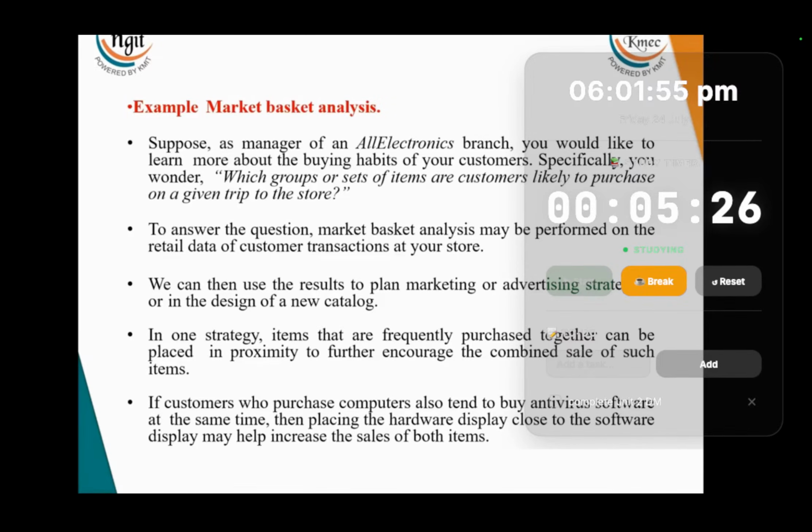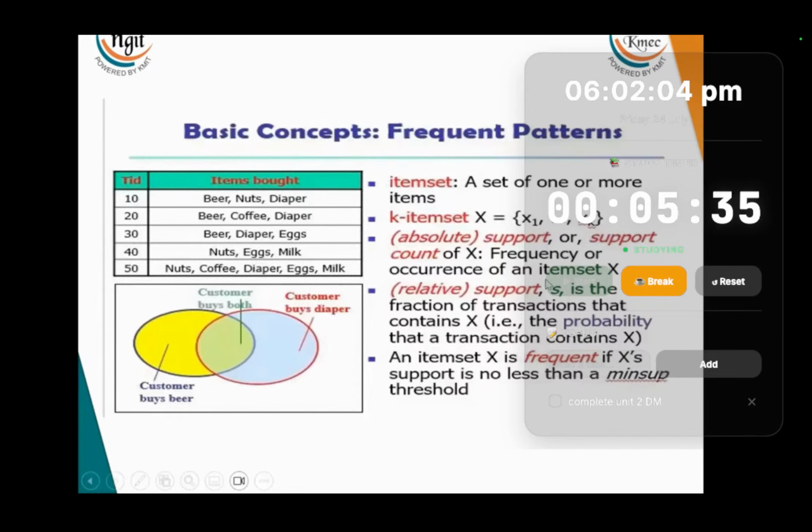Now, if the owner is able to place the software and hardware together, then there is a possibility that the customer can buy both hardware and software, which will increase his profits. So this is the way the market basket analysis is done. And when you are talking about frequent patterns, there are some concepts which have to be known, called item set, support, and confidence. Now let us see what item set, support, and confidence are.